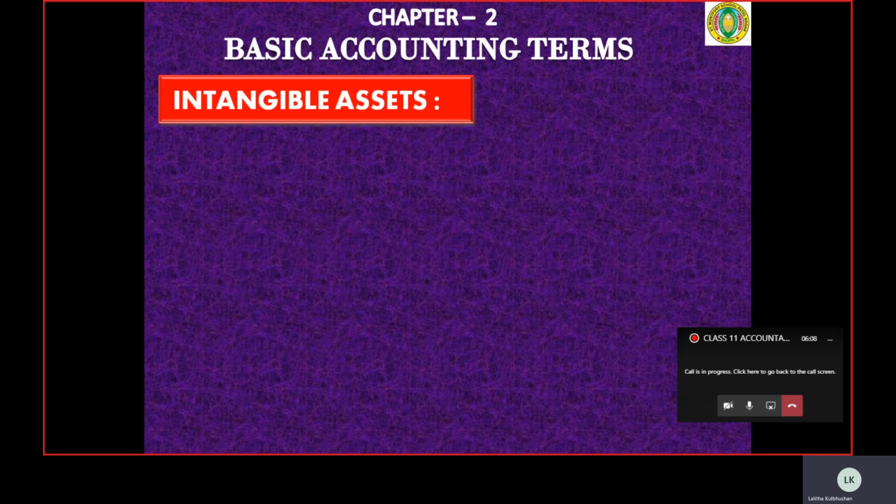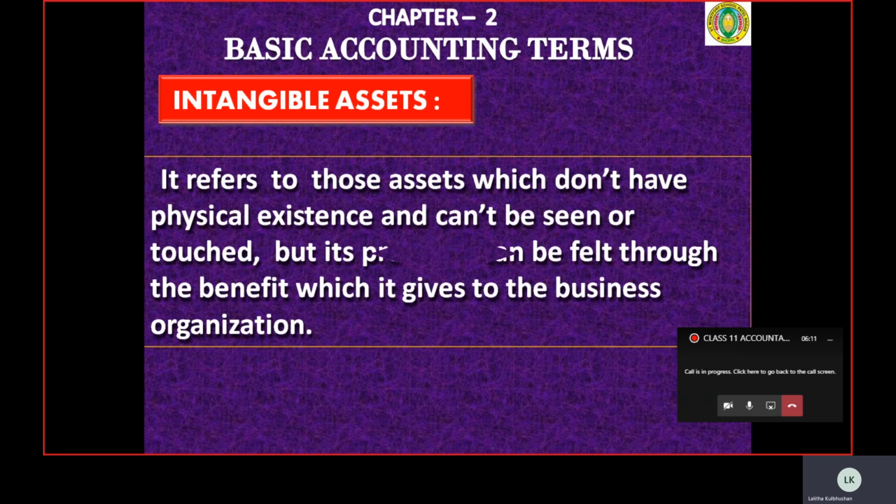Intangible assets basically mean those assets which don't have physical existence. The term intangible is contrary to tangible; it carries the opposite meaning. So intangible means something which cannot be seen, something which cannot be touched. It refers to those assets which don't have physical existence and can't be seen or touched, but their presence can be felt through the benefit they give to the business.